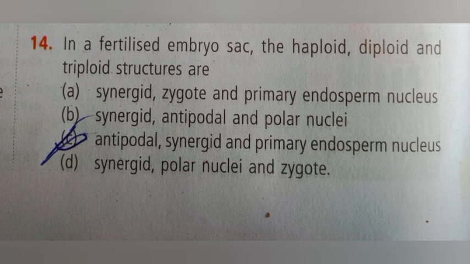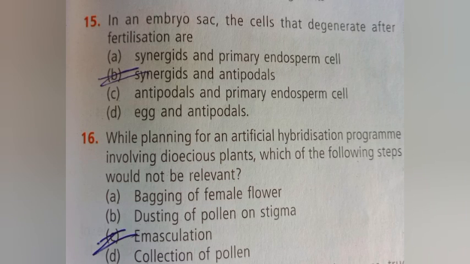The next 15th question. In an embryo sac, the cells that degenerate after the fertilization are. Answer is B. Answer is synergids and antipodals. These are going to be degenerated after the fertilization.